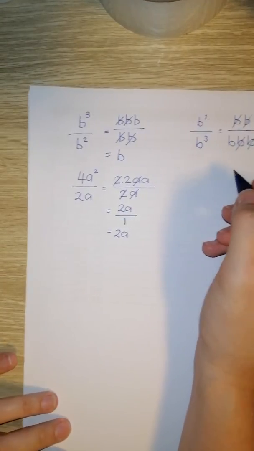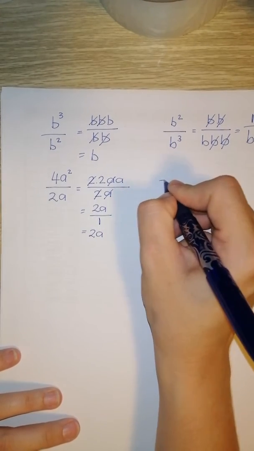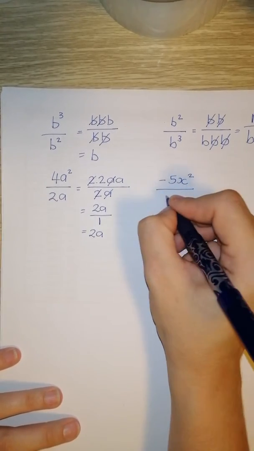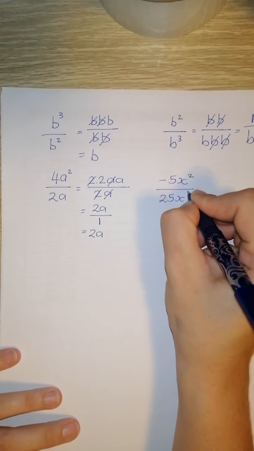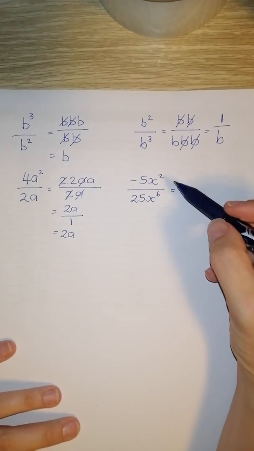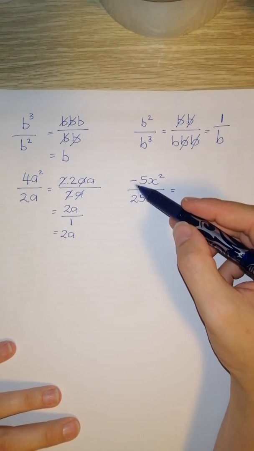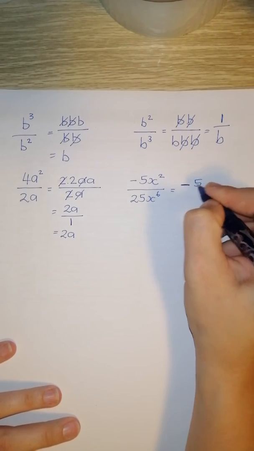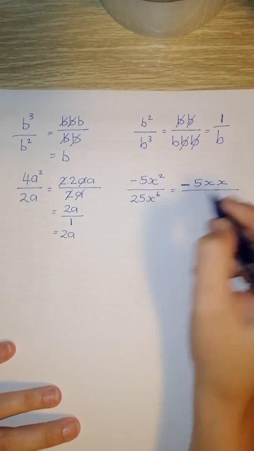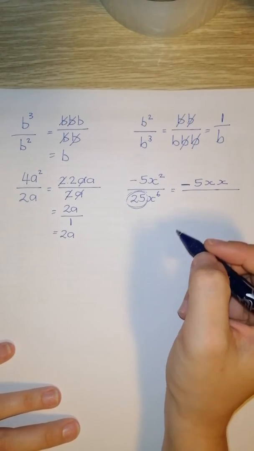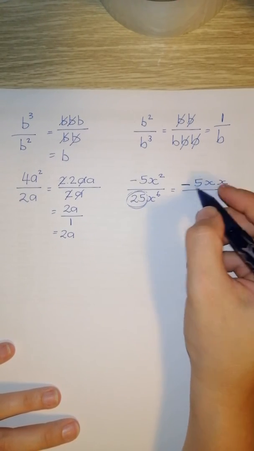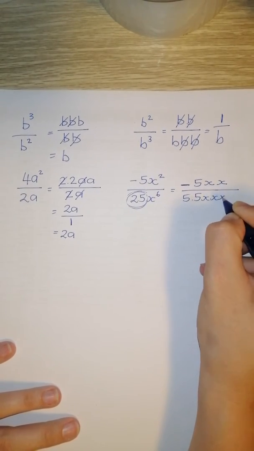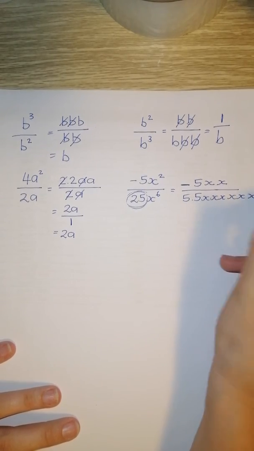Right, and our last example would be negative 5x to the power of 2 over 25x to the power of 6. With this example, you have to have a look at the signs first. Because your signs are different, the result would be a negative 5, and I'm just doing the expanded form there at the top. The 25 I'm going to write as a product of its primes, which is 5 times 5, and then x to the power of 6 in expanded form.